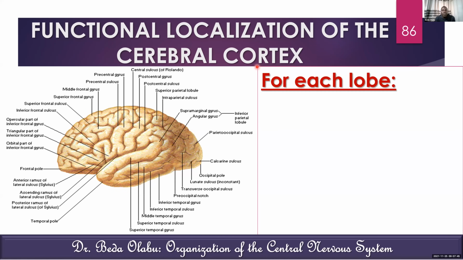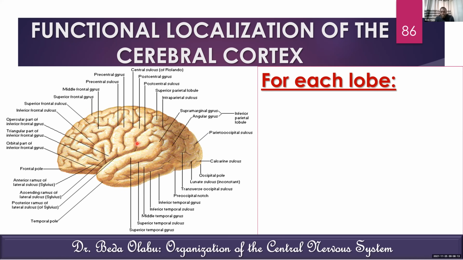When you talk about functional localization of the cerebral cortex, we want to answer this critical question. Which part of the cerebral cortex performs which function? When you look at this brain, you see several gyri and sulci. So all these are lined by cortices. But which cortical region will be doing which function?